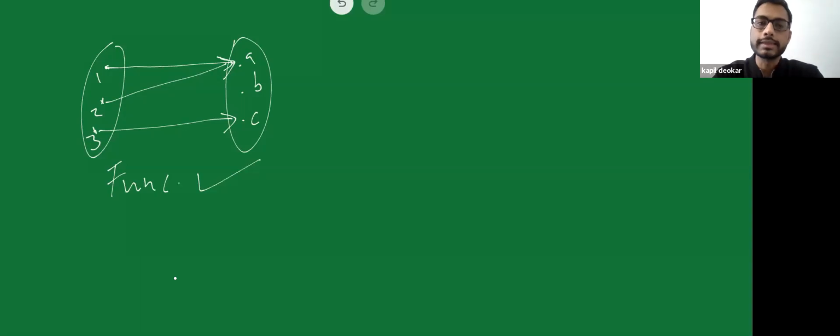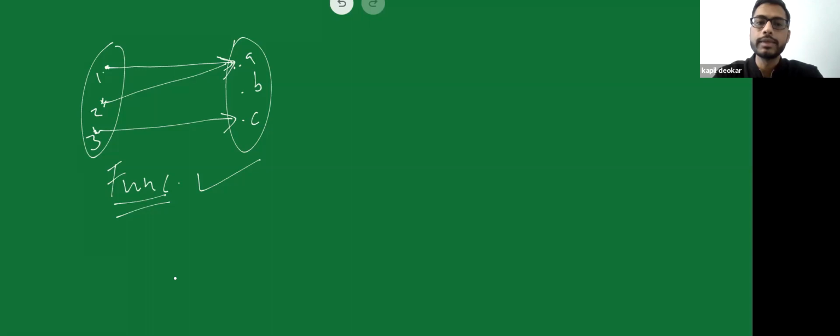So what are the necessary conditions? Each of the elements over here is mapped. And second, there is no one to many relation present. If many to one relation is present, that is okay. You can call that a function.